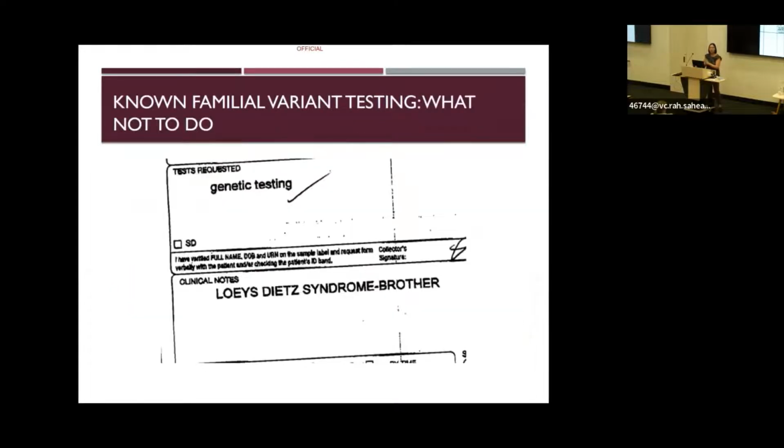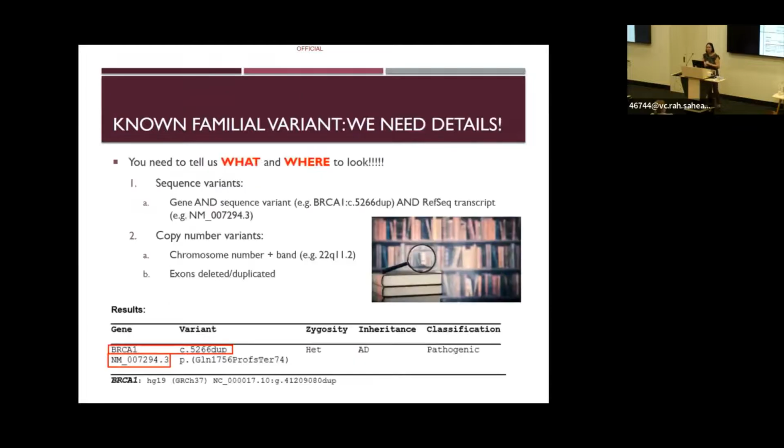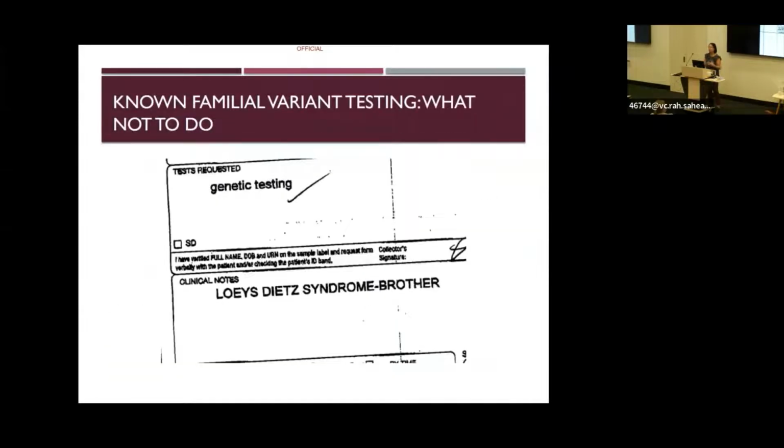So this is an example of what not to do, sadness. There's not a lot of information on this form, and those of us in the lab are like, well, what do you actually want? So let's talk about how to not do this. With known familial variant testing, you need to tell us what you want us to test and where to look for it. So that example just before, Loeys-Dietz syndrome, that's an autosomal dominant connective tissue disorder. It's got about 5 genes associated with it.